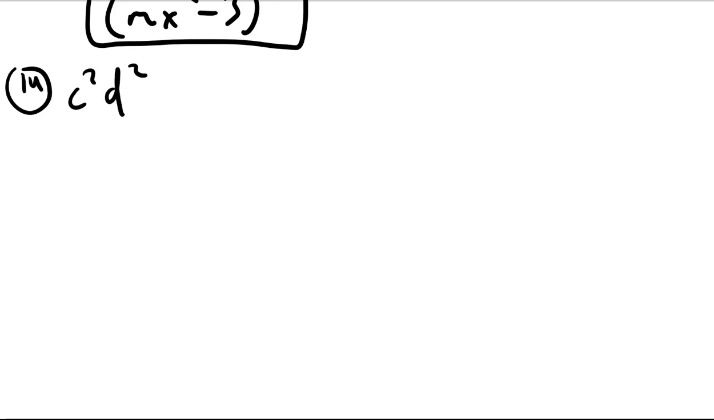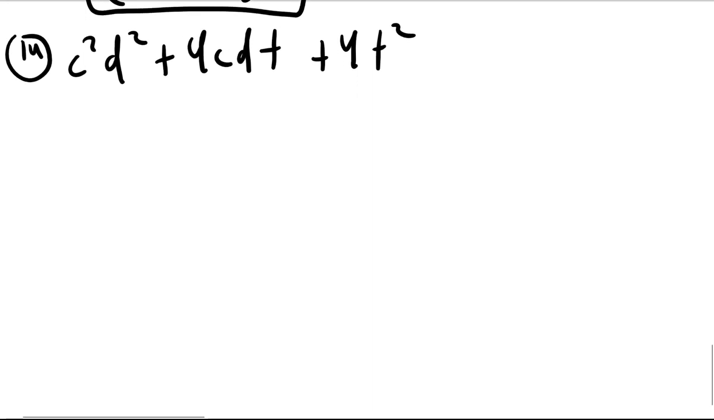Okay, so c squared d squared plus 4cdt plus 4t squared. Okay, so three different variables. So again, I would always recommend that you try guess and check. But I'm going to assume that you tried that and that did not work out for you.